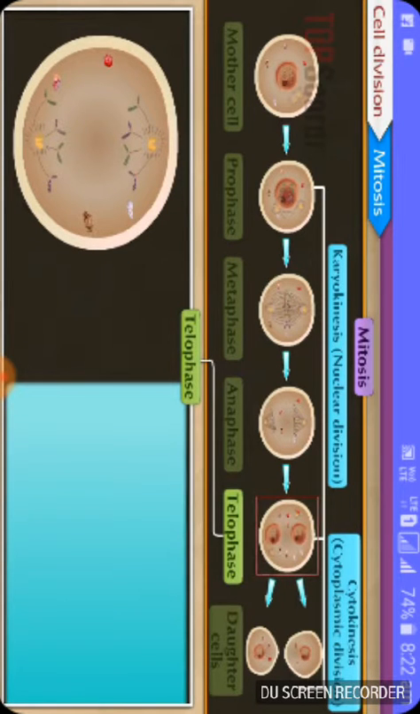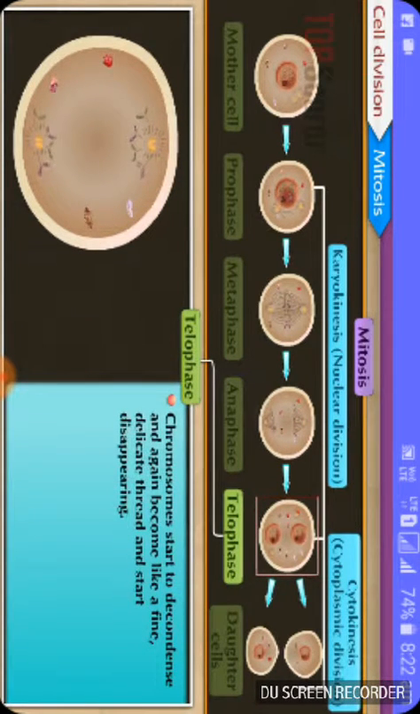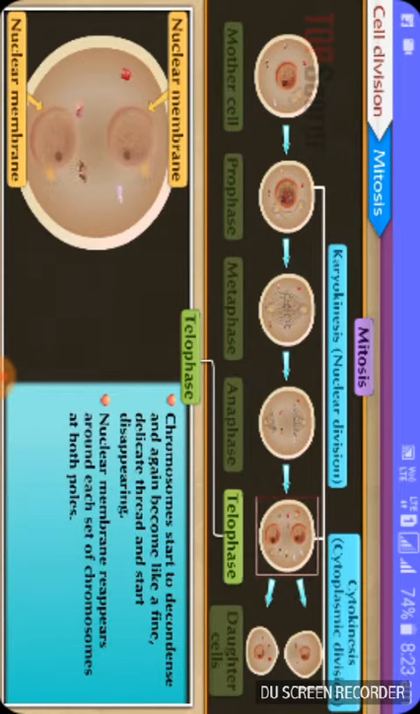Telophase. The chromosomes which have reached the opposite poles of the cell now start to decondense. Due to this, each of the chromosomes again becomes like a fine, delicate thread and starts disappearing. Very soon they are invisible. The nuclear membrane reappears around each set of chromosomes at both poles.